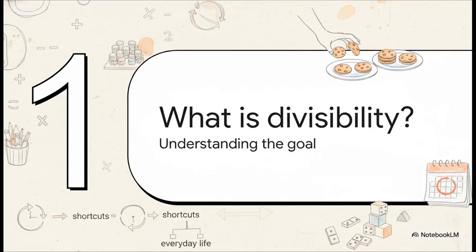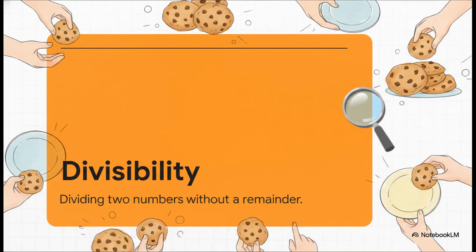All right, Section 1, what is divisibility? Let's figure out the actual goal of these cheat codes. To put it simply, we define divisibility as dividing two numbers without leaving any remainder. Think about it like having a plate of freshly baked cookies that you want to share with your friends. If you can pass out all the cookies so that everyone gets the exact same amount and there are literally 0 cookies left over on the plate, well, that is divisibility in action.